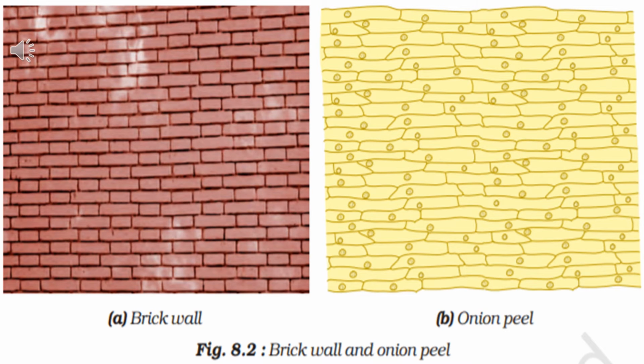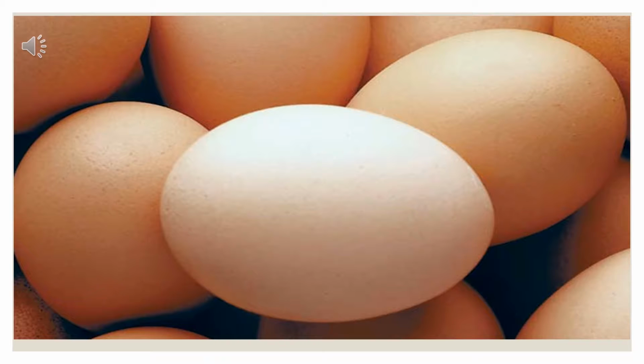This is the picture which compares the brick wall with the onion peel. Here we can view the onion peel, which shows a structure similar to bricks. What is this picture, children? This is the egg. The egg of a hen represents a single cell and is big enough to be seen by the unaided eye.